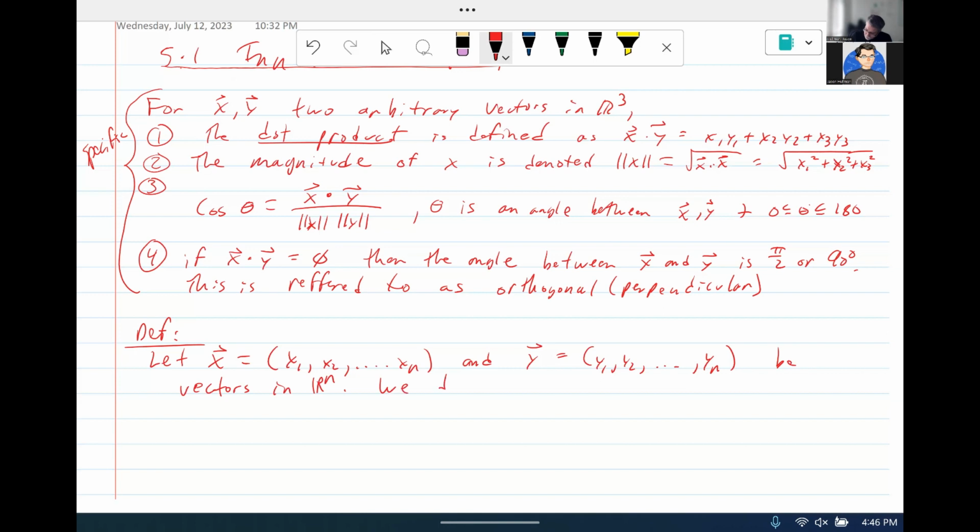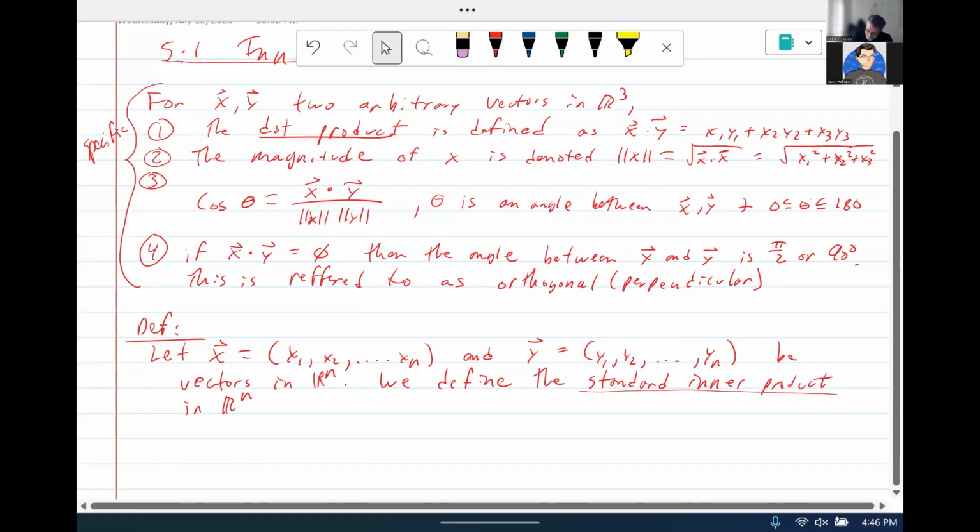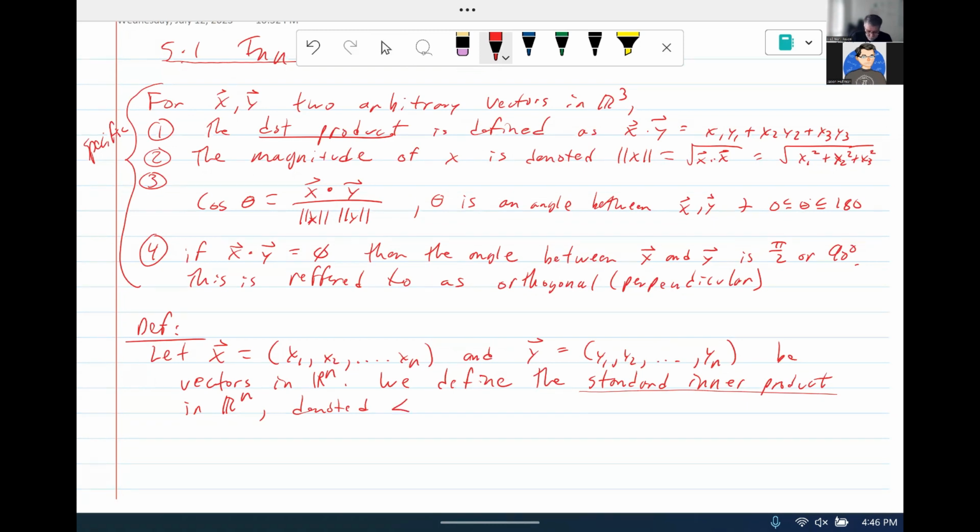We define the standard inner product in Rn, denoted as, now we use the angle brackets, angle bracket x, y, where angle bracket x, y is equal to x1 y1 plus x2 y2 plus dot dot dot plus xn yn.